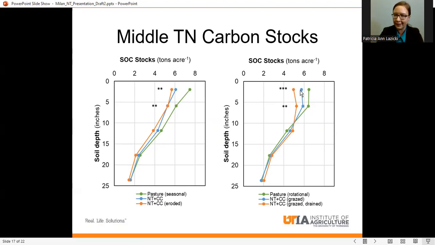Coming over to the second site where we had the cover crop, which was grazed for a longer term, this was interesting because we saw some significant differences in the topsoil and also between the drained and the undrained field, which also suggests that moisture was important at this site. But coming down to the subsoil, we didn't really see any differences between the row crops that had that grazed cover crop and the pasture.